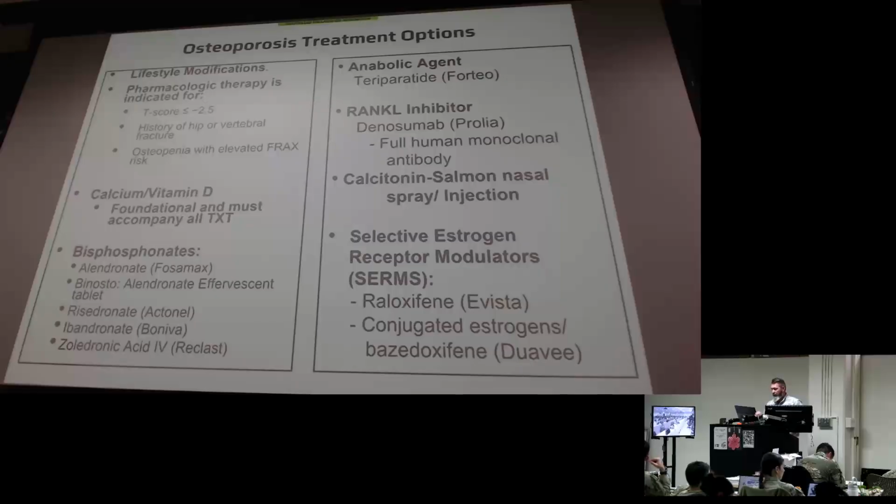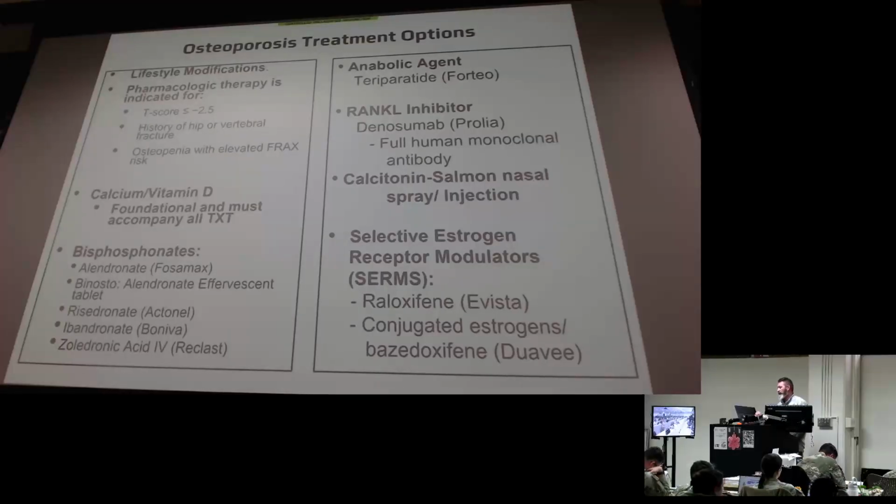It is a fully human monoclonal antibody that inhibits RANKL, and we'll talk about what exactly that means. So denosumab, MAB at the end of it, it's a monoclonal antibody. But you need to know the full name of the drug there, denosumab. We also have a nasal spray or injection, calcitonin salmon, that we can use for osteoporosis. We'll talk about its limited efficacy.